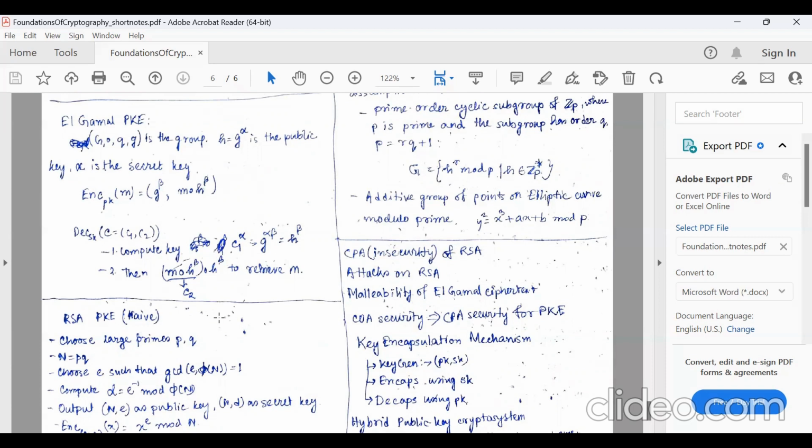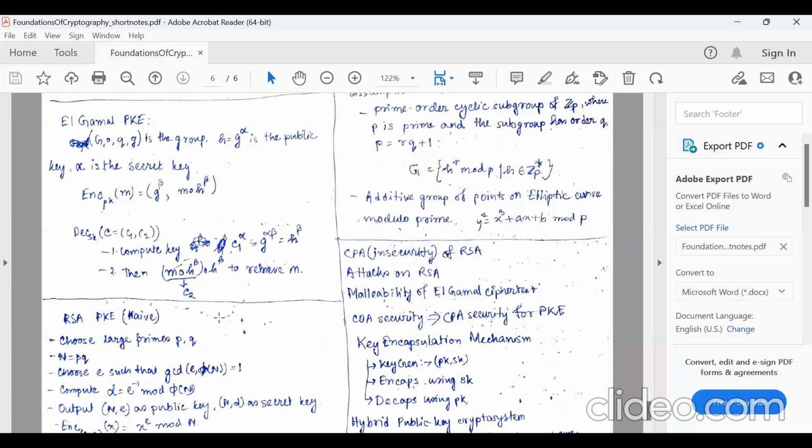So these are part of the group description, which is available publicly. Then alpha, belonging to 0 to q minus 1, is some secret key chosen, and g to the power alpha, which we also denote as h, is kept as the public key. And then encryption occurs as follows.